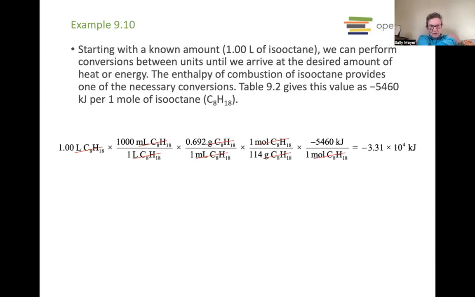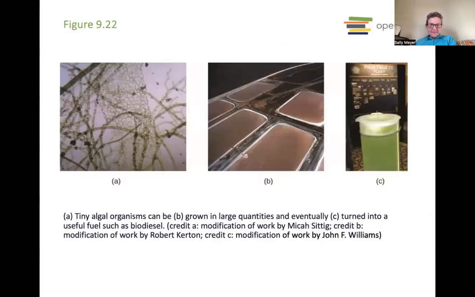So we start out with the 1 liter of the isooctane. We convert that into grams with the density. Then we convert that into moles with the molar mass. And then we look at the value for the delta H, which is negative 5,460 per mole. And we end up with negative 3.31 times 10 to the 4th kilojoules of energy released when that 1 liter of isooctane burns.